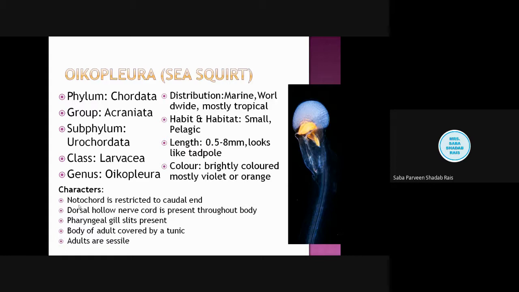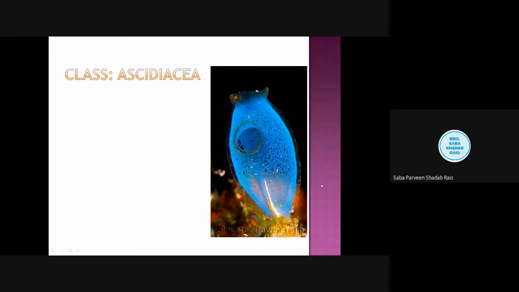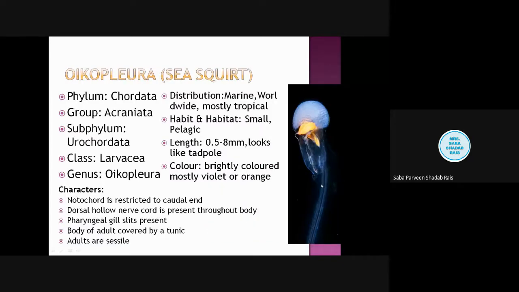So this is the first class. You have to remember any animal which looks like a tadpole, or which has two regions, the head region and the tail region. Immediately you should be able to identify: yes, I can see the covering, that means the test is present, so this particular animal belongs to the Urochordates. The test is the outer transparent covering which you can see on the body of the animal.